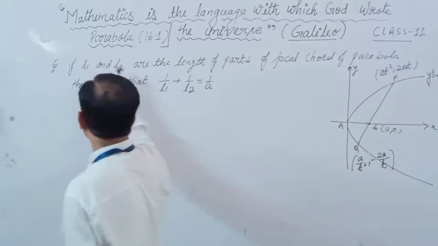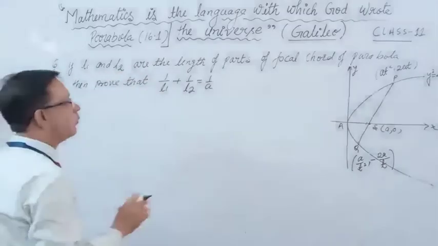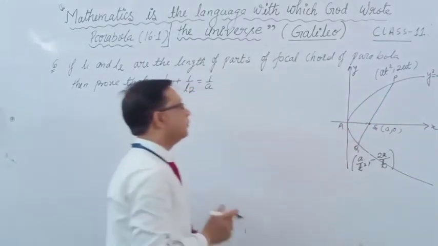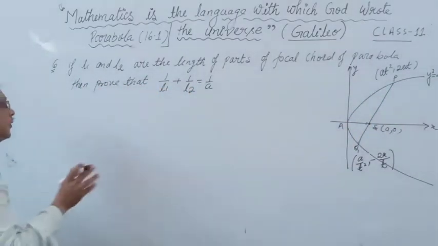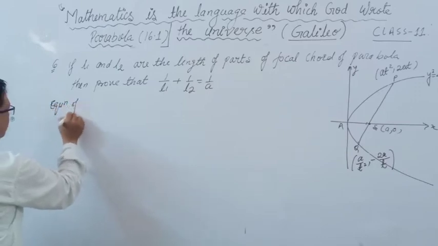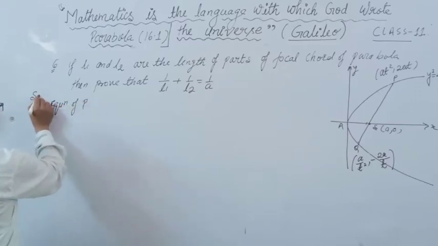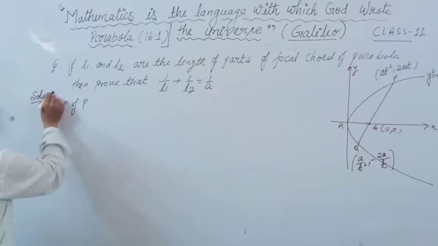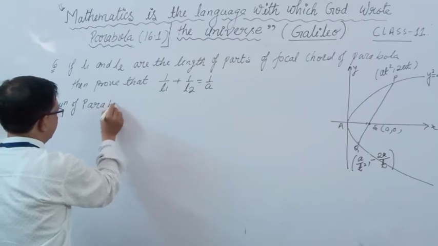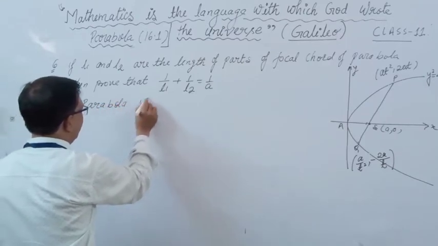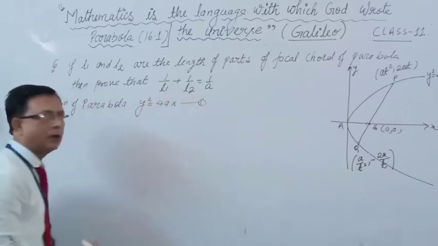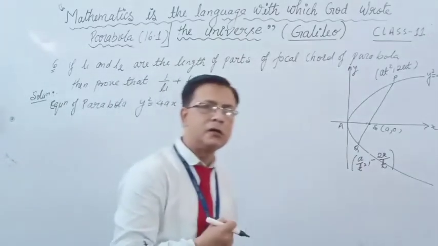Now L1 and L2 are the lengths of the parts of the focal chord. The focal chord is divided into two parts. First we write the equation of the parabola. Equation of parabola: y square is equal to 4ax. This is your equation of the parabola, the standard equation.